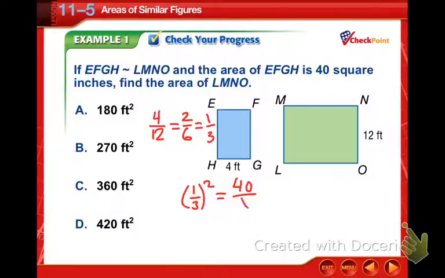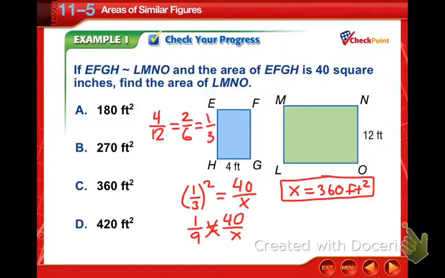All right, so we got the 40, and then x is what we're trying to find. So we're going to square again. When you square a fraction, you square the numerator and the denominator. So 1 squared is 1, 3 squared is 9, equal to 40 over x. Cross multiply, and x comes out to be 40 times 9, which is 360 square feet.